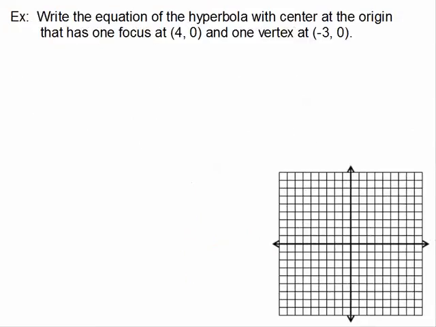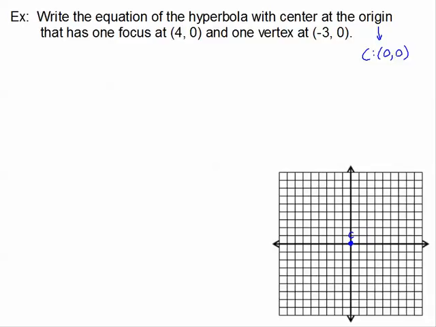So if we look at our first example, we are to write the equation of the hyperbola with center at the origin that has one focus at (4, 0) and one vertex at (negative 3, 0). All right, well, we're given the center, so that's kind of nice. We know that the center is (0, 0). Let's go ahead and plot that. I'm also going to label that with a C so that I can keep my points in order.